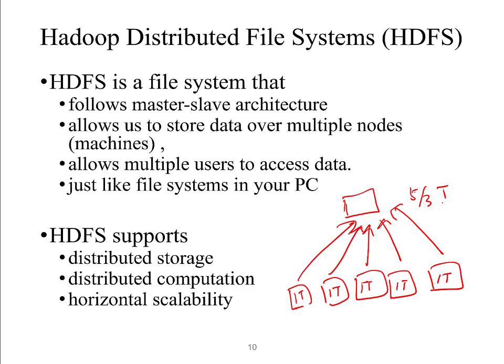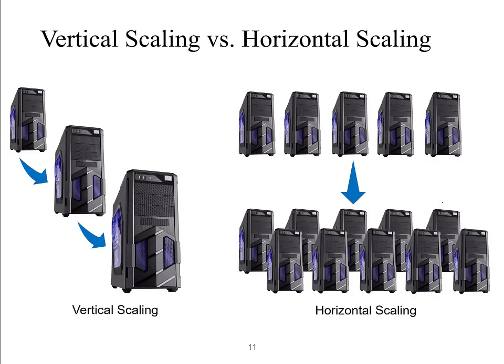So HDFS supports distributed storage, which is what we've mentioned here. It supports distributed computation, which is MapReduce, which will be introduced next week, I guess. And it supports horizontal scalability. So what is horizontal scalability? In contrast to horizontal scaling, there is vertical scaling, so let's look at what vertical scaling is first.